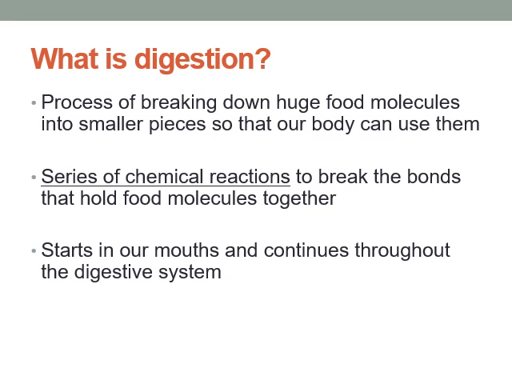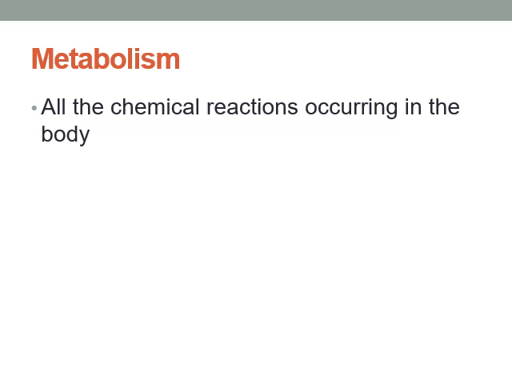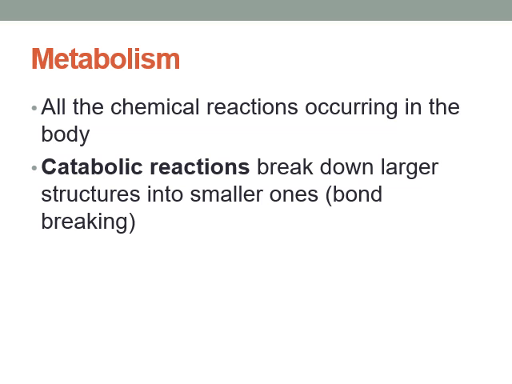We have a couple different kinds of chemical reactions we'll go over in just a second, but digestion starts in our mouth and continues throughout the digestive system. There's all sorts of digestive enzymes, which we'll talk about in a second, that are required to digest certain foods. And all of these chemical reactions that occur in our body are what we refer to as metabolism.